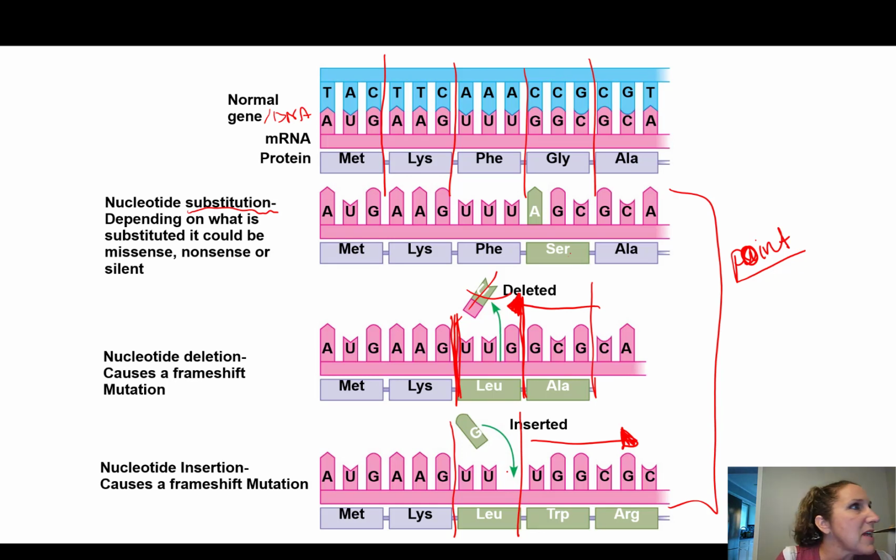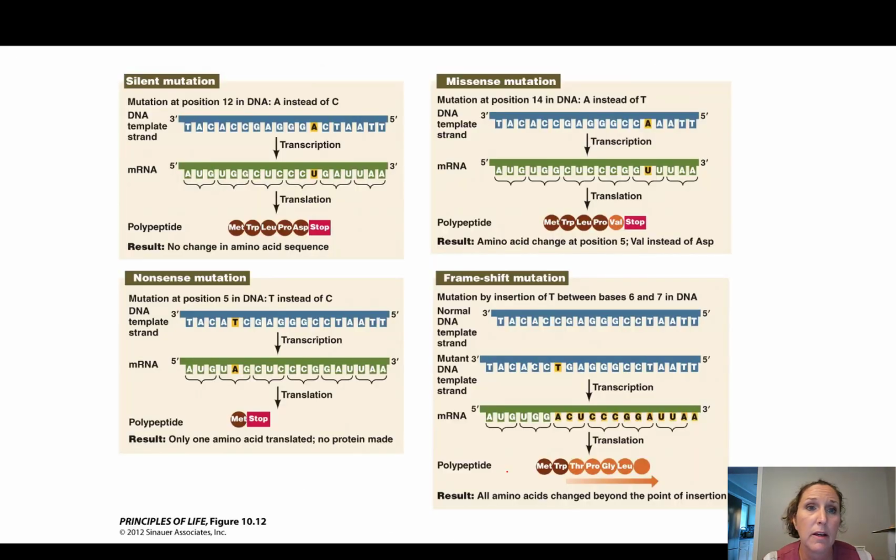So this next picture, all of these pictures are in your notes, by the way. A substitution is where we change one nucleotide. A deletion or an insertion, those are big problems because then we have shifted the entire frame. And now we're going to create probably a completely different protein. All right. So this is a substitution right here.